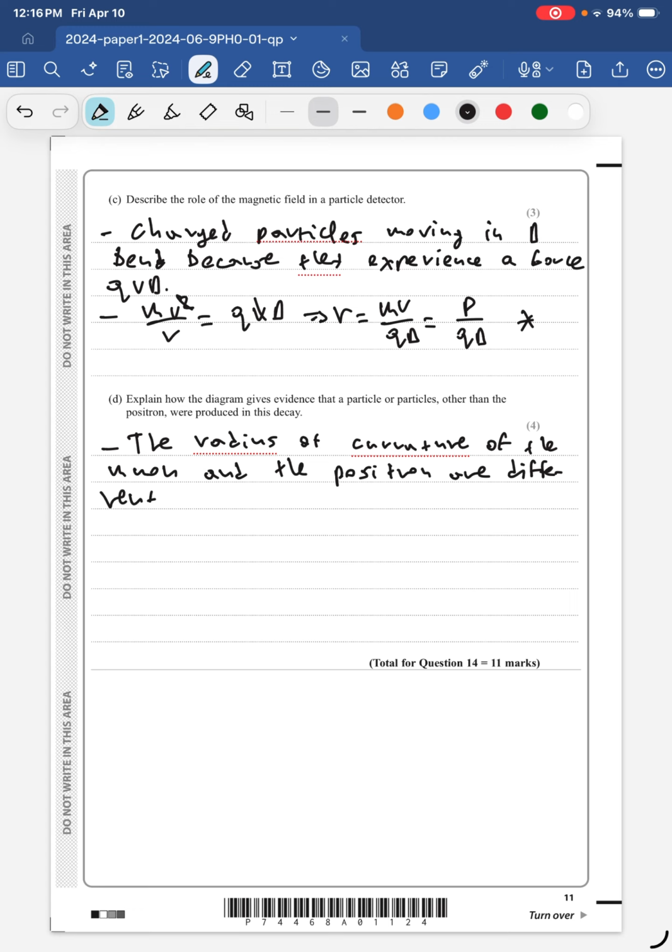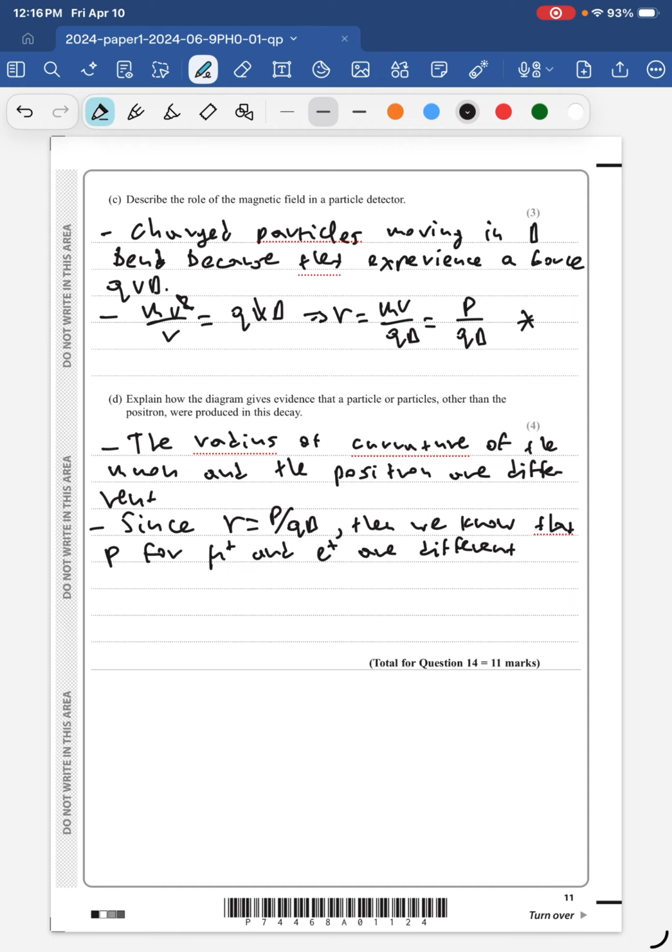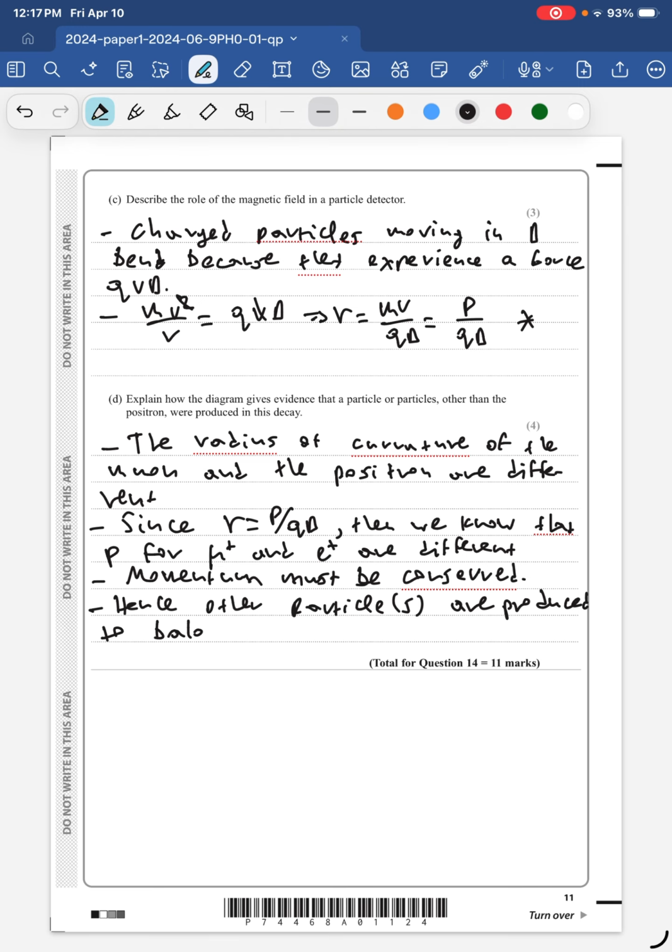So what does this tell you? It tells you that the momenta are different. Since R is P over QB, we know that P for the muon and the positron are different. But momentum must be conserved, right? Hence, other particles, or just one particle, are produced to balance momentum.